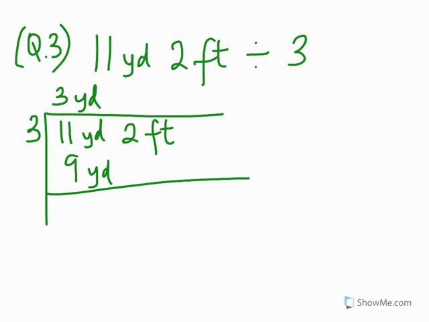Okay, and then you're left with 11 yards minus 9 yards, which is 2 yards. And of course you bring down your 2 feet. Now when you have a situation like this, what you want to do in this case is express the bigger unit and convert it to the smaller unit. That's what you want to do.